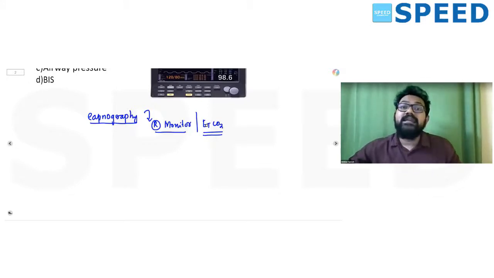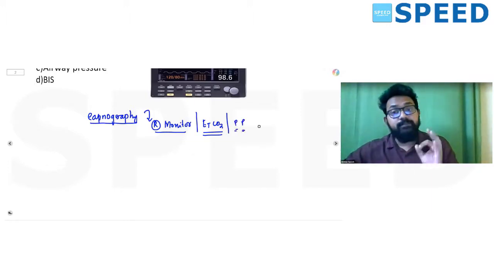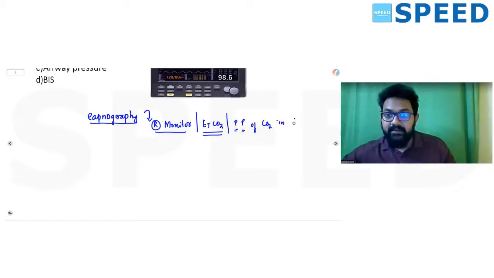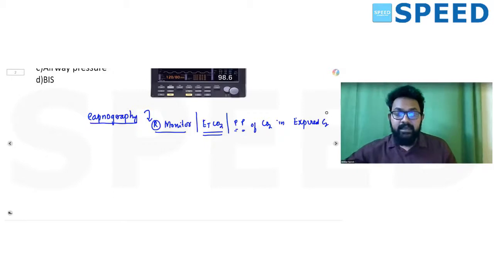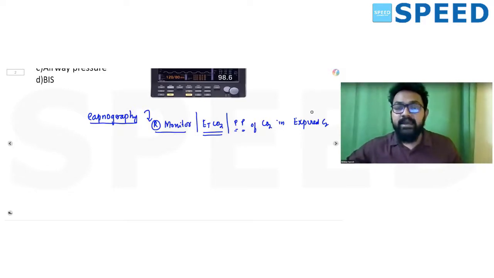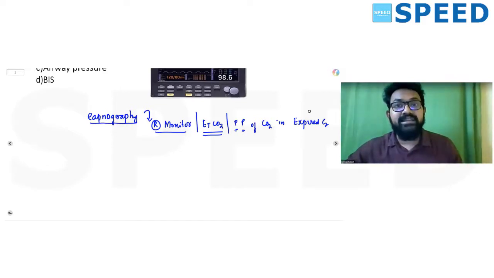What do you mean by end tidal carbon dioxide? End tidal carbon dioxide is the partial pressure of carbon dioxide in expired air. Obviously, when you are breathing, you are going to inspire, you are going to expire. When you are expiring, you are going to have a lot of carbon dioxide in that expired air. So what are we doing here? We are measuring the partial pressure of carbon dioxide in expired air.